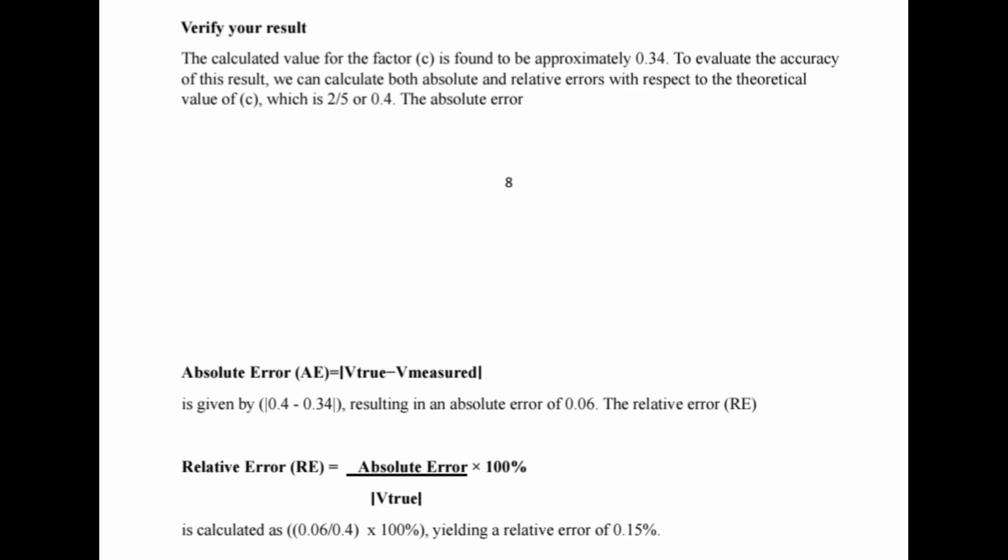Theoretically, a solid sphere should have a c value of 0.4, or 2/5. When we calculate the absolute and relative error, the result gives us an absolute error of 0.06, while my report mentions a relative error of 0.15. A standard calculation actually places this at about 15%. This is a reasonable margin for a home-conducted experiment.